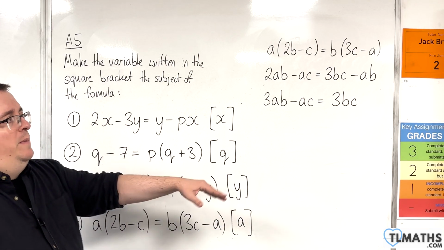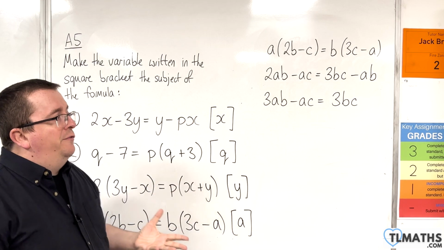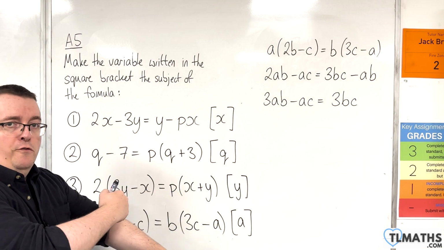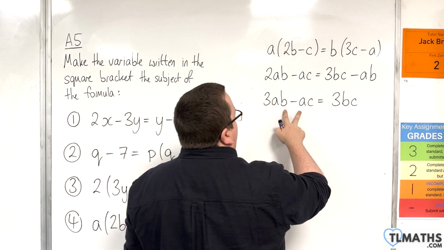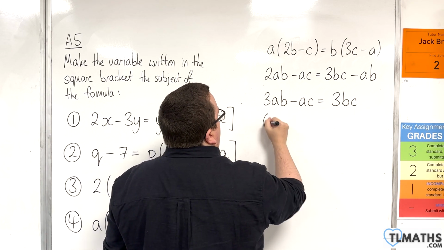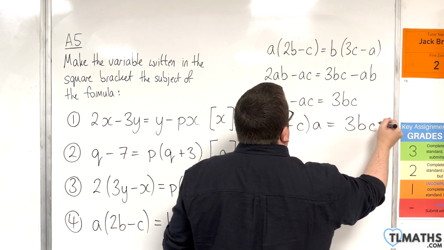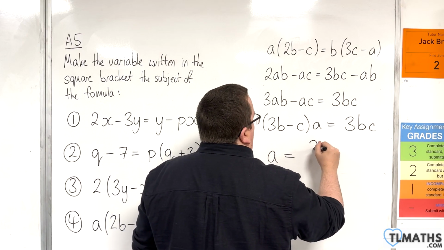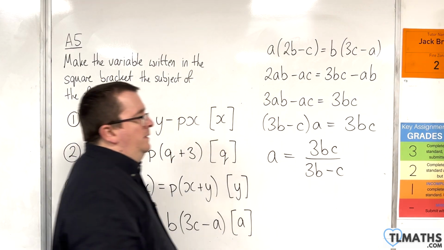Now there's no requirement to add anything to both sides to remove either of those two terms because they both involve a. Because these other examples have had two things moving, but this one only needs the one. Now I can factorise that left-hand side because both terms involve a. So I'd have 3b take away c, lots of a, is 3bc. And now I can divide both sides by that bracket. a is 3bc over 3b minus c. And I'm done.